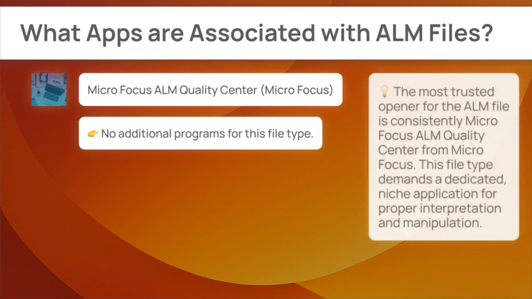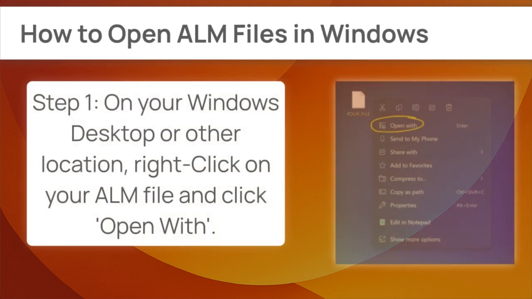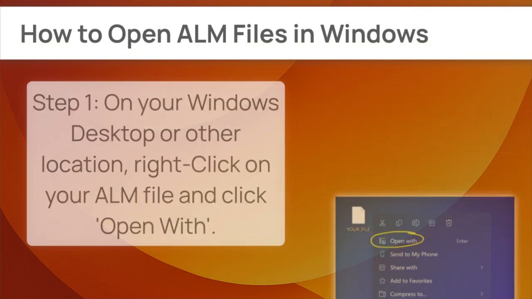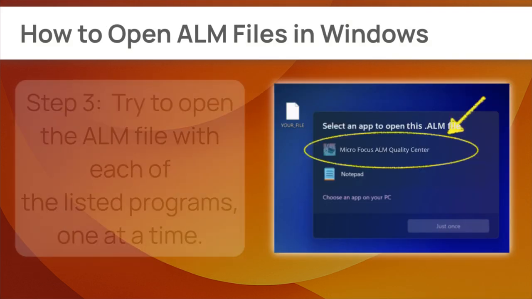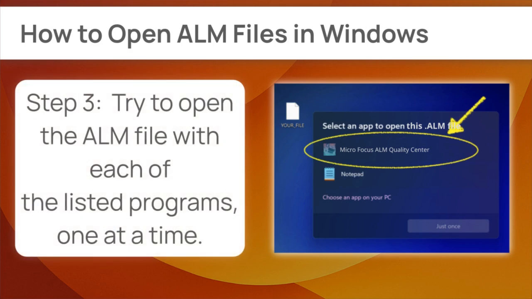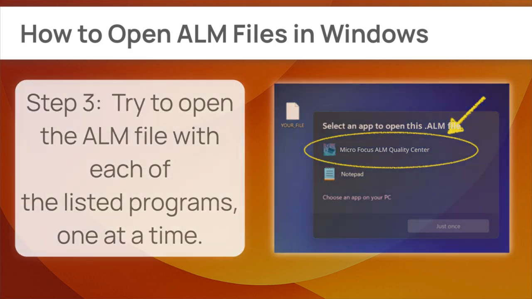This file type demands a dedicated, niche application for proper interpretation and manipulation. Windows provides only superficial insight, so understanding the data requires the correct software. Your first move is to identify the possible openers. Right-click the ALM file and choose Open With. If Microfocus ALM Quality Center is an option, select it. If not, choose another program. It's often trial and error.